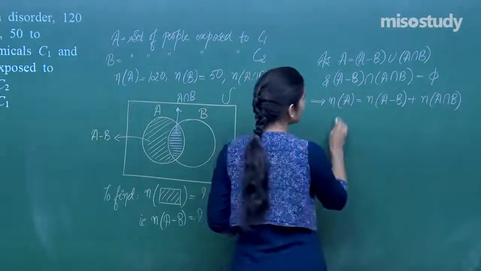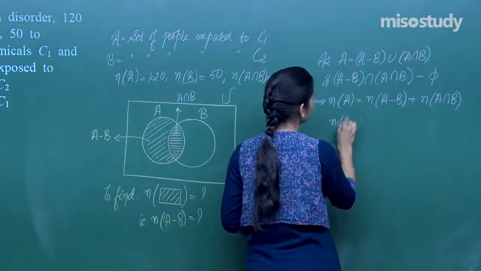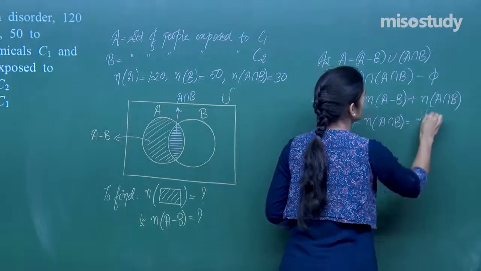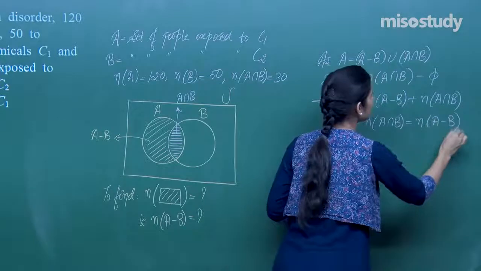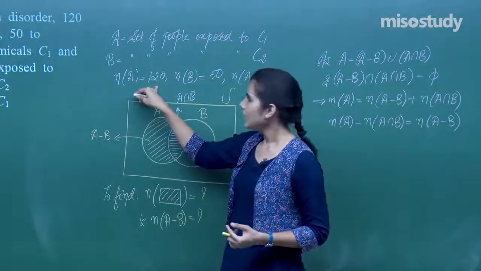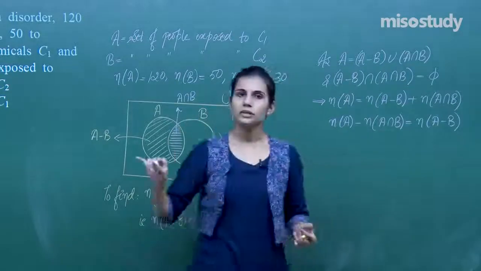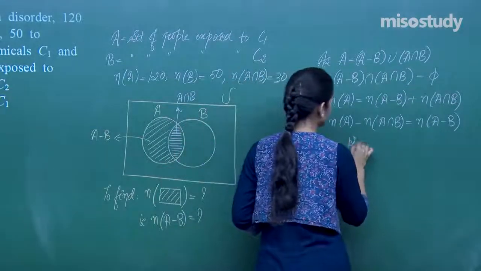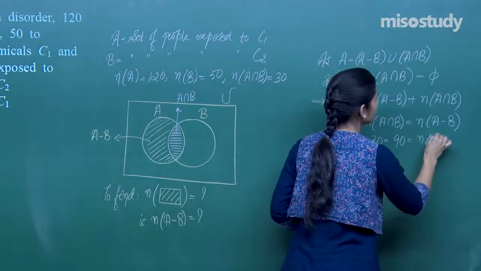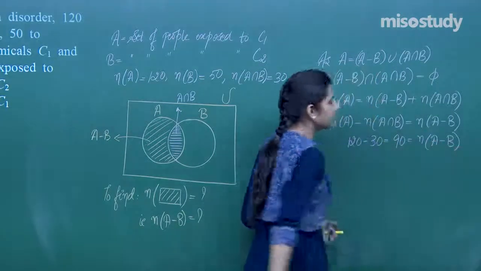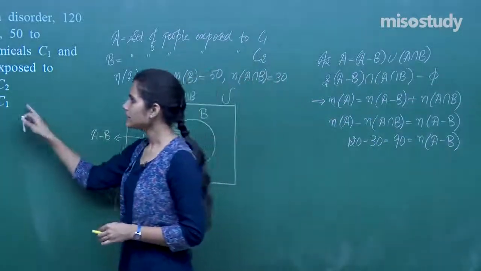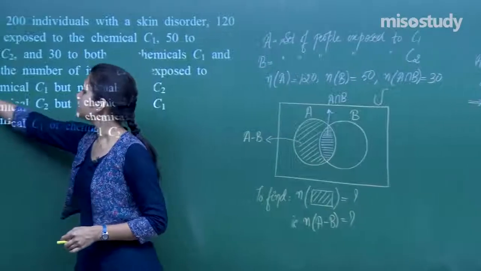And therefore number of elements in A minus B will be equal to number of elements in A minus number of elements in A intersection B. Number of elements in A is given to be equal to 120 and number of elements in A intersection B is given to be 30. So you get 120 minus 30, that is 90 as number of elements in A minus B. That means 90 people are there which are exposed to chemical C1 but not to chemical C2.